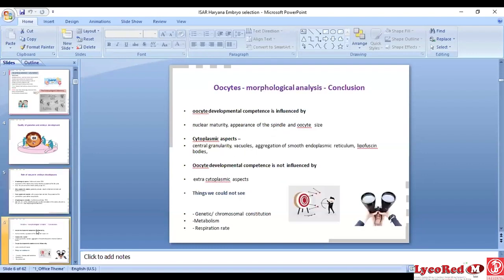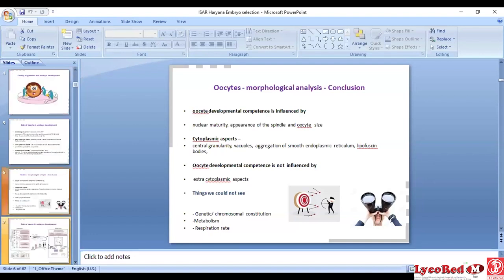And as a conclusion, the intracytoplasmic abnormalities like granularity, vacuoles, and SER will affect the embryo quality, whereas extracytoplasmic ones will not greatly influence the embryo quality. But here again, what we are not seeing is the genetic chromosomal makeup of an oocyte, the metabolism rate of the oocyte, and the respiration rate of the oocyte.